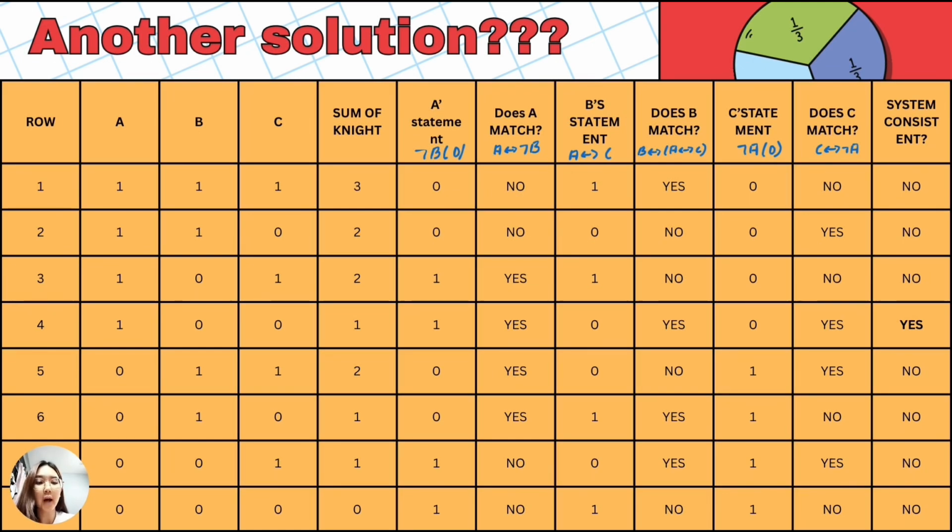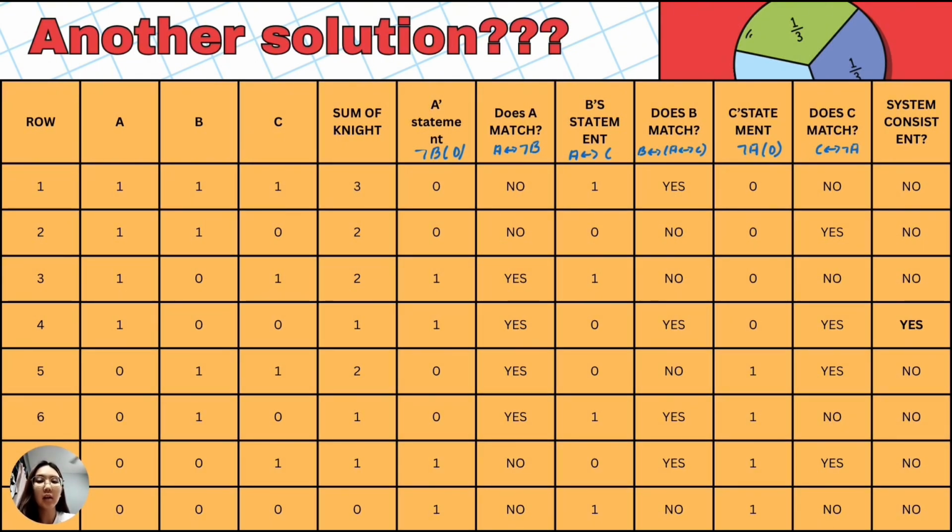Okay. So we also look at whether C matches itself. We look at column C and the C statement. For example, in row 1, C is 1, but the C statement is 0, so they are not matching. And in row 2, C is 0, and the C statement is also 0. So yes, they are matching.